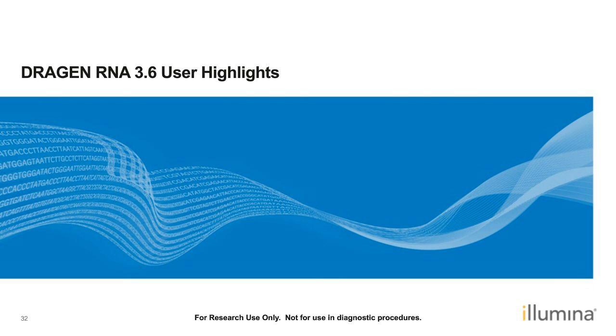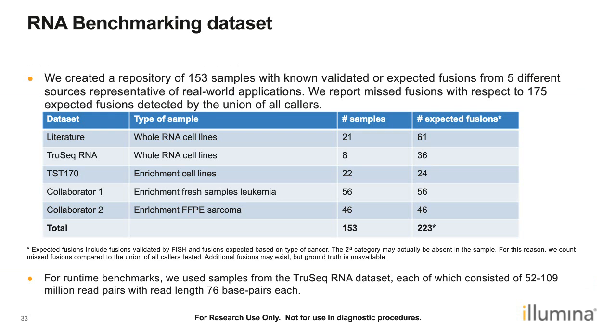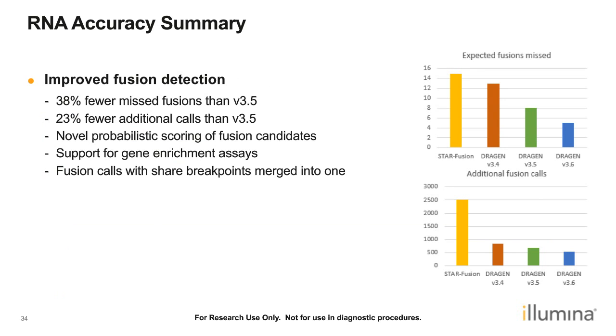On the RNA side, this is a slide that I have used in the past as well. This is just showing you our internal benchmarking cohort. We have about 153 samples that we use for bulk RNA benchmarking, and as part of those samples, which we have collected from various sources, internal and external, there are about 223 fusions that we look at. There are incremental improvements that we have made on the RNA fusion caller, and we've shown the comparison here.